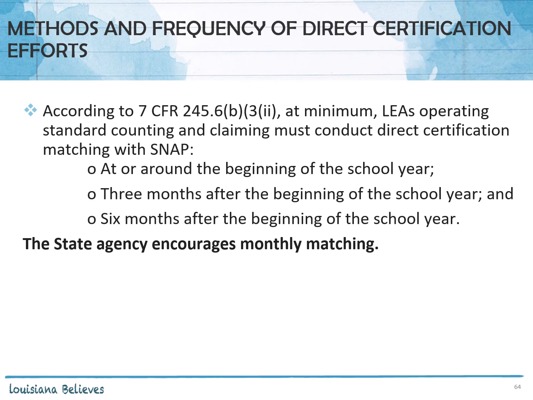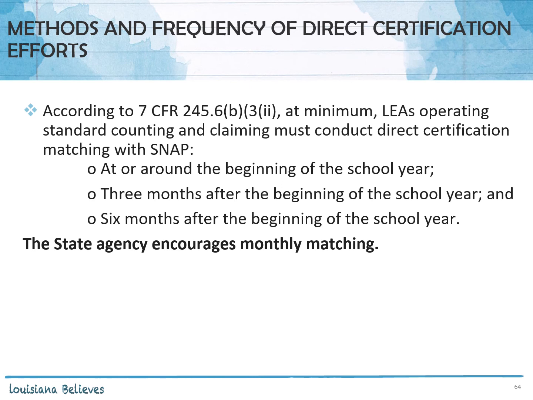245.6b, at a minimum, LEAs operating standard counting and claiming must conduct direct certification matching with SNAP at or around the beginning of the school year, 3 months after the beginning of the school year, and 6 months after the beginning of the school year. Subsequent direct certification efforts are required for children who were not initially directly certified and who are currently determined to receive reduced price or paid meals.